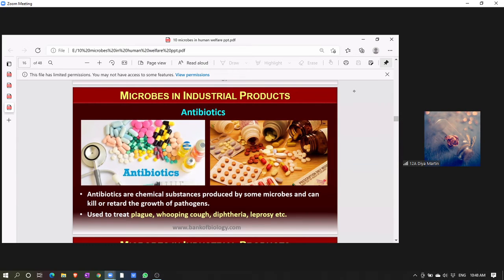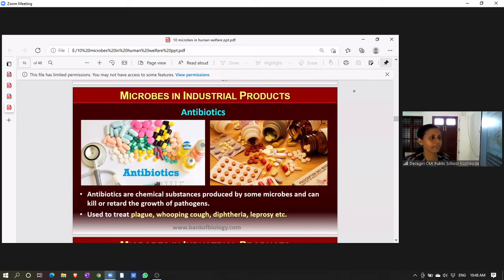Antibiotics are chemical substances which are produced by some microbes and can kill or retard the growth of other disease-causing microbes. Please underline, that is the definition for antibiotics. Okay, that's the definition for antibiotics.